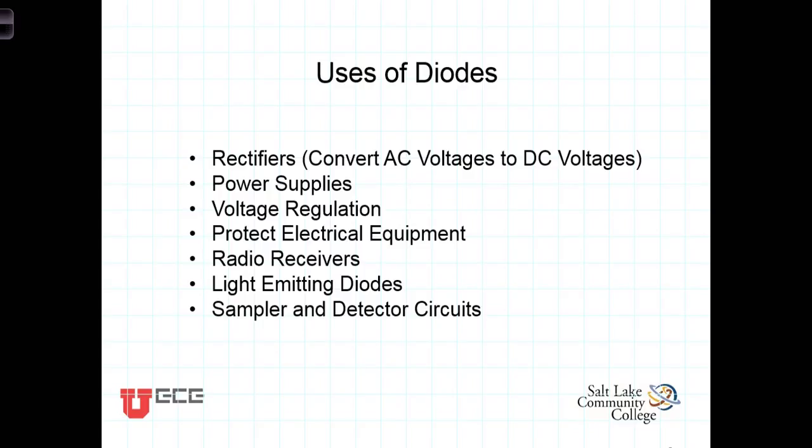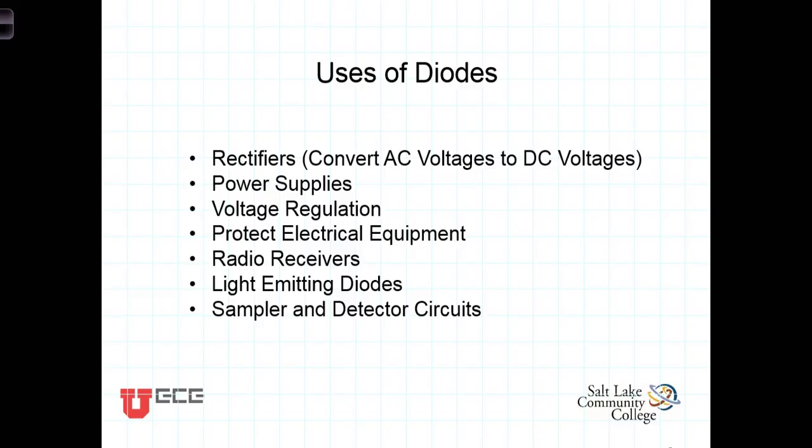They're used in a lot of different applications, such as rectifiers, which are electrical circuits that convert AC voltages to DC voltages. Diodes play a critical or central role in power supplies and in voltage regulation. They're used to protect electrical equipment. They can be used in different forms of radio receivers. And then, of course, most recently, LEDs have become important, which is a light-emitting diode.